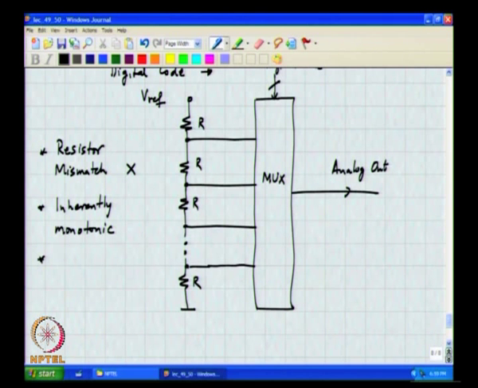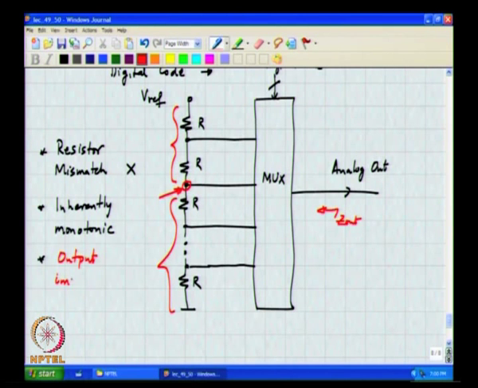Can you comment on the output impedance of this DAC? As you can see, depending on the digital code, the output impedance is this resistance in parallel with the resistance below. So, the output impedance is code dependent.